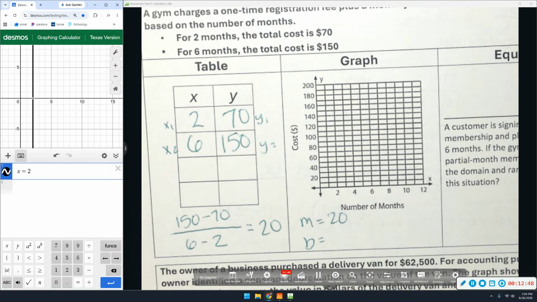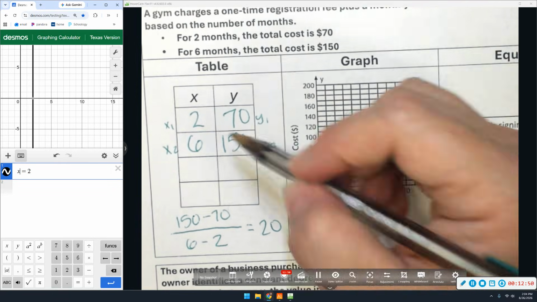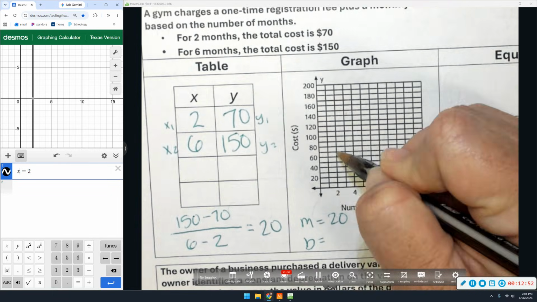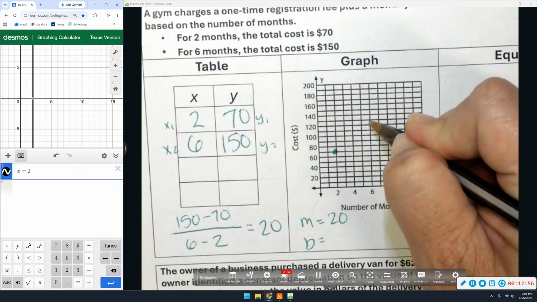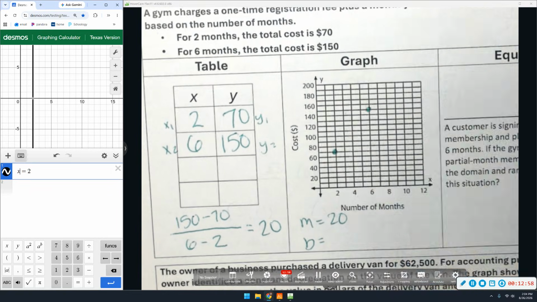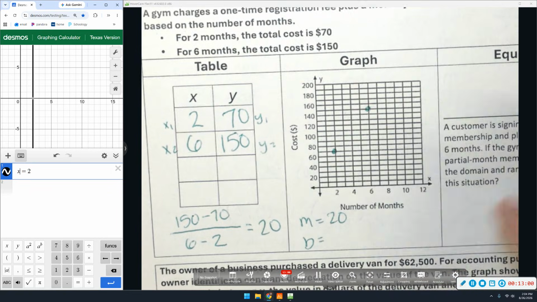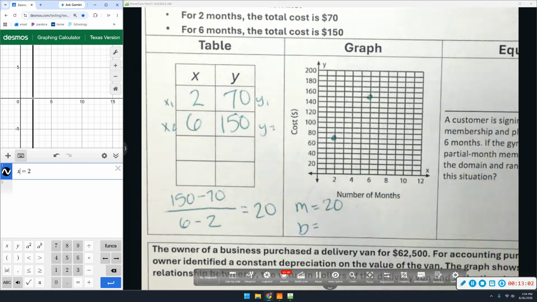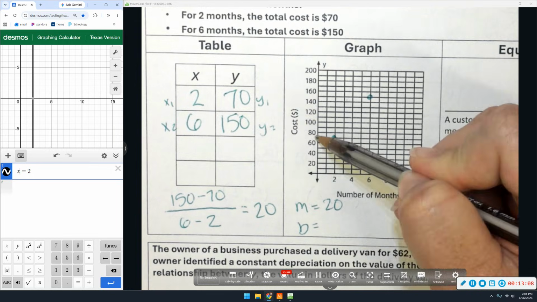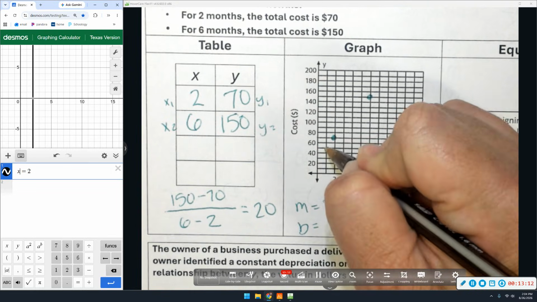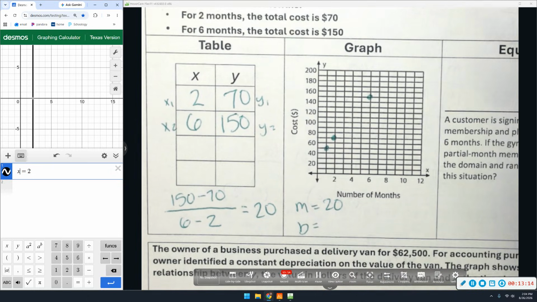Okay, so I still have to find my y-intercept. So I'm going to plot points. I know 2 is 70. And I know 6 is 150. Well, if I know I'm paying $20 a month, and at 2 months I paid $70, what's $20 less than that? 50. So at 1 month I would pay 50. What's $20 less than that?